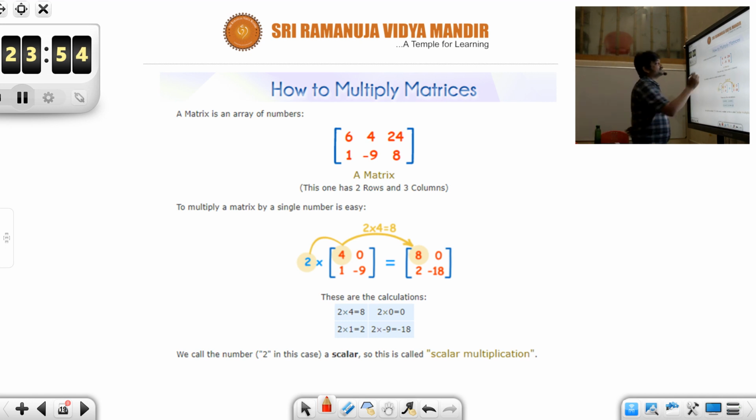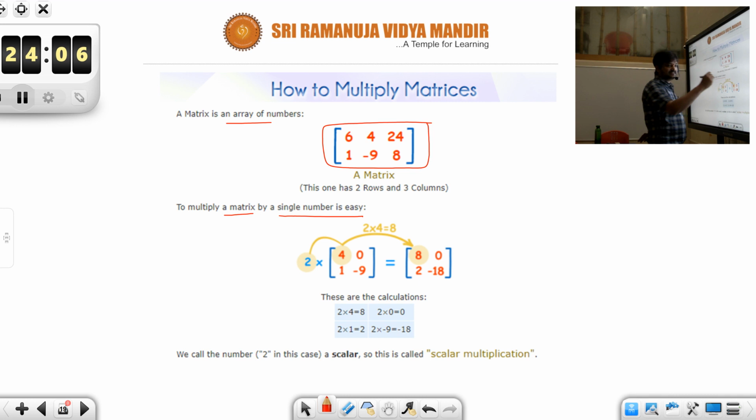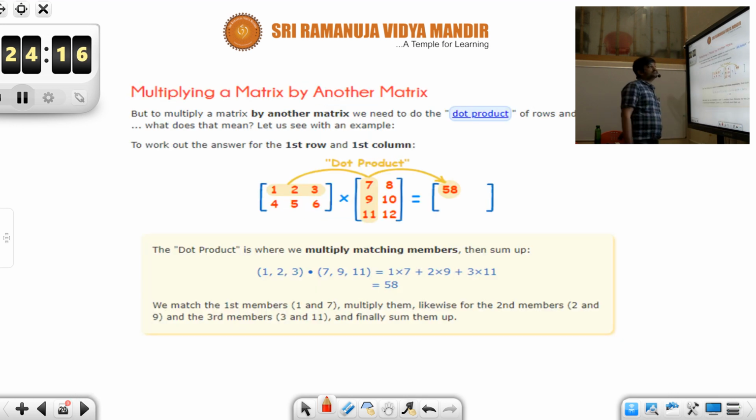So how to multiply matrices? First of all, what is a matrix? It is a rectangular array of numbers. So this one has 2 rows and 3 columns. Just now we discussed how to multiply a matrix by a single number, that is a scalar. We multiply each entry of the matrix by that scalar. So this is called scalar multiplication. Now, multiplying a matrix by another matrix.